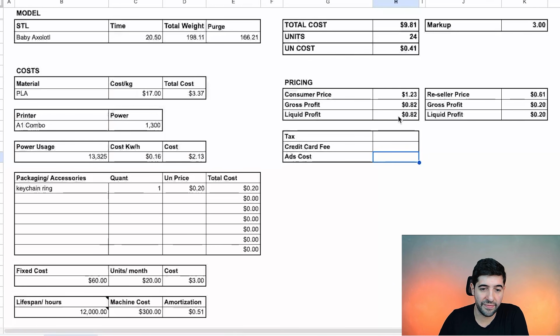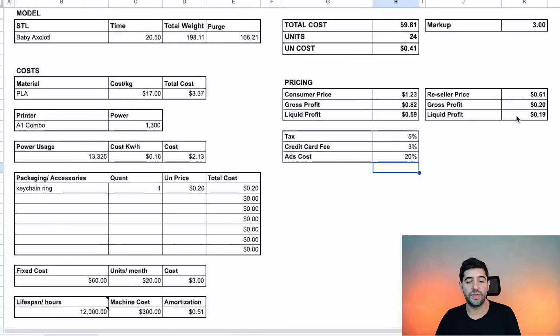So in here you would have your liquid profit. Let's say you're paying 5% tax, your liquid profit is going to discount that. You also have your credit card fee, let's say it's 3%, and let's say you have that ROAS that I mentioned, so it's 20%. And in here, the ads costs only apply to the final customer. So if you're running ads, you will see that your profit on the final consumer is not that far away from the profit that you would have with your reseller.